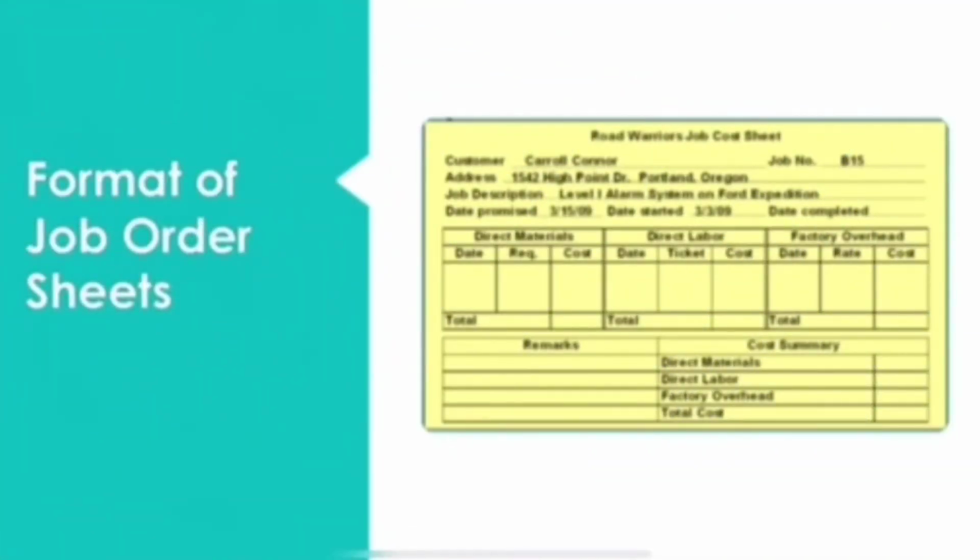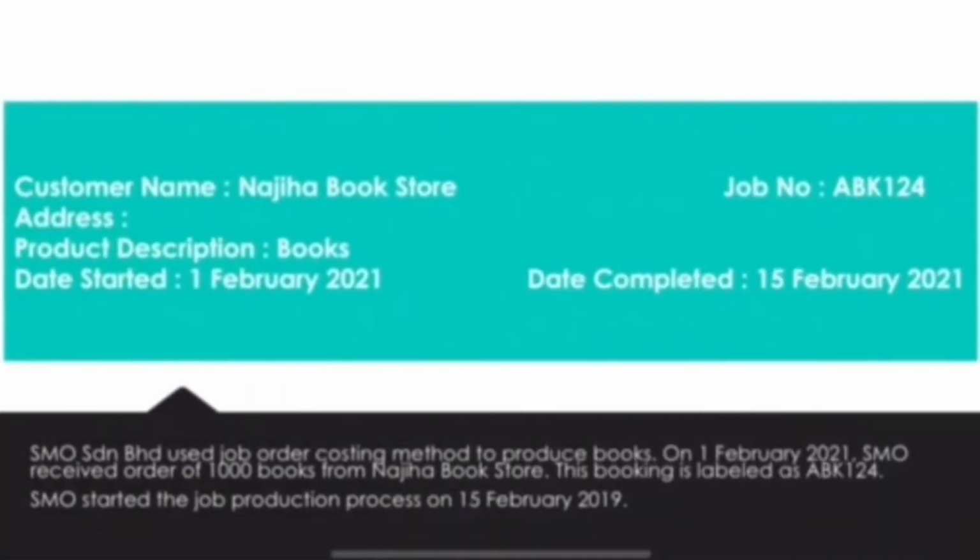With the list of costs, the next step we should do is to transfer it into job order sheets. Here is the example format of job order sheets used by the company. Based on the case study, we fill in the customer name as Najiha Bookstore, then the job number which is ABK124, and the product description, let's write it as books. Our company received the order and started it on 1 February 2021. Within 15 days, we finished the order. We write the date completed as 15 February 2021.